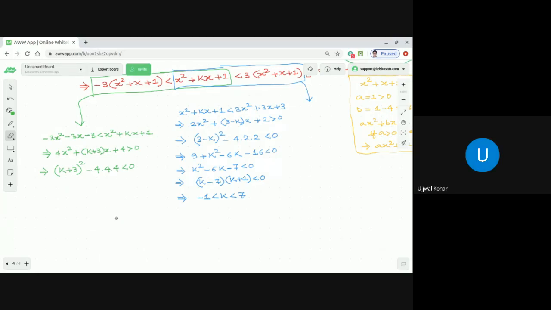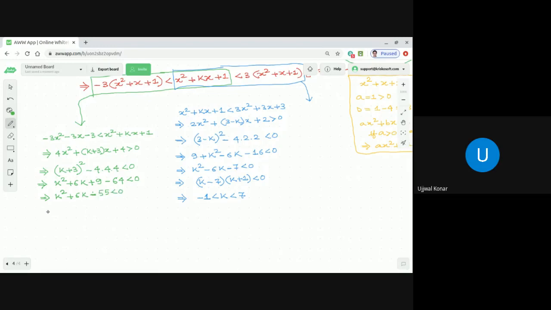So we get what? K plus 3 whole square minus 4 into 4 into 4 less than 0. So from here what we can write, dear students? We can write k square plus 6k plus 9 minus 64 is less than 0. So this implies k square plus 6k minus 55, yeah, that is the mistake I have done.